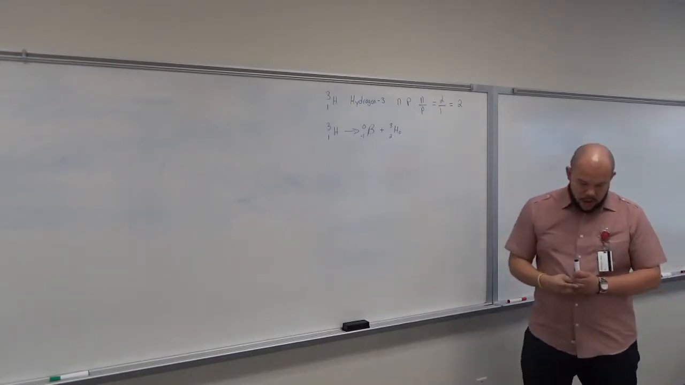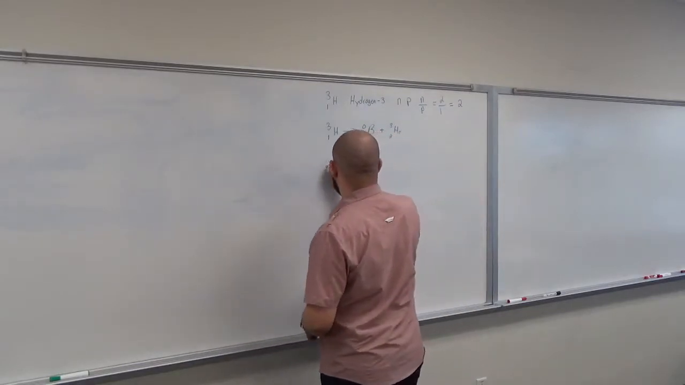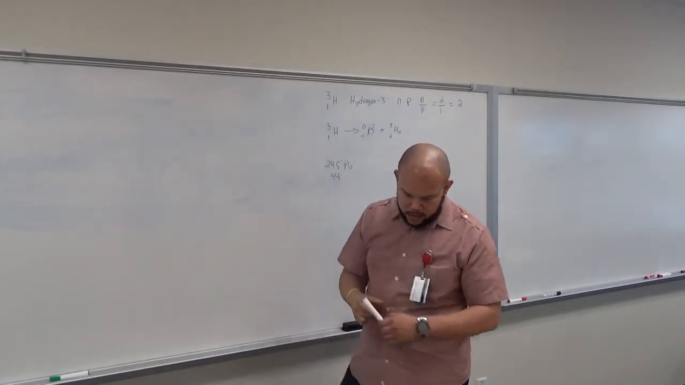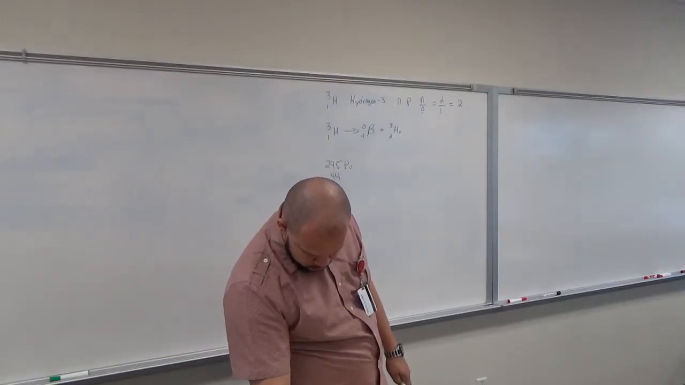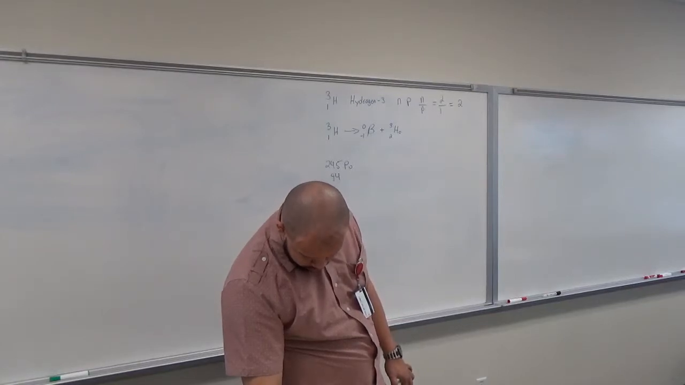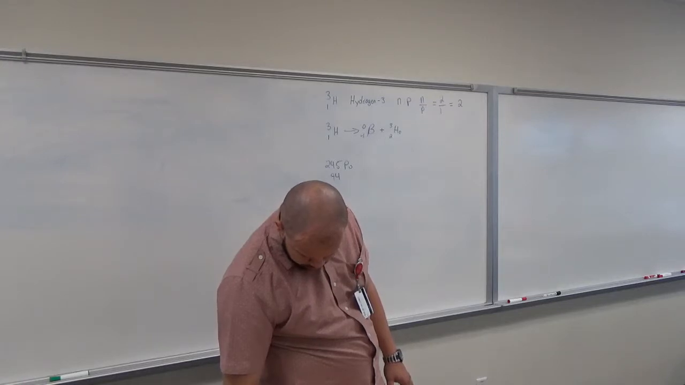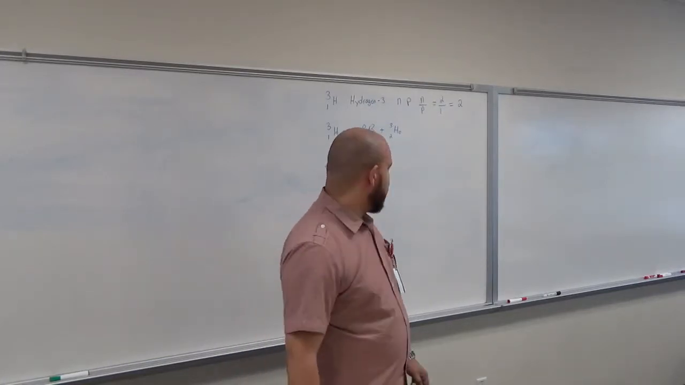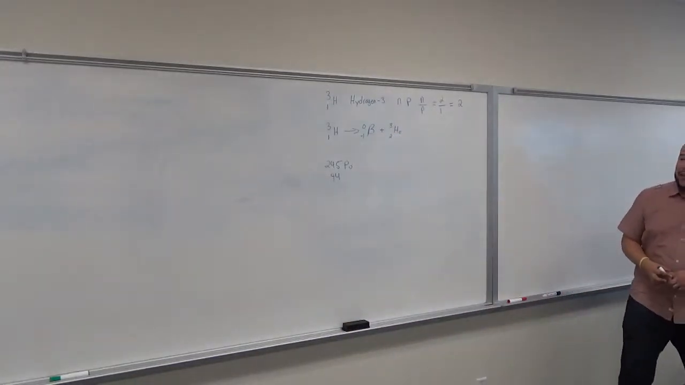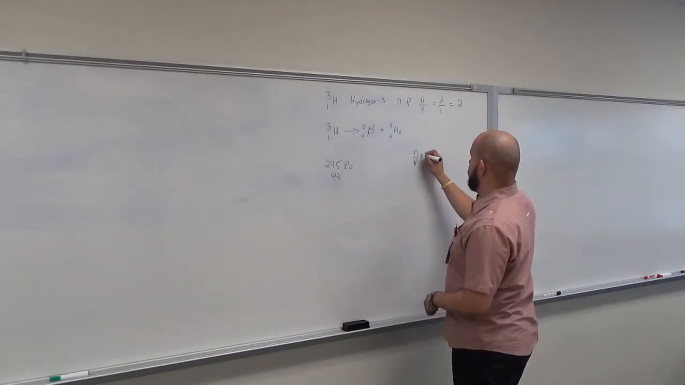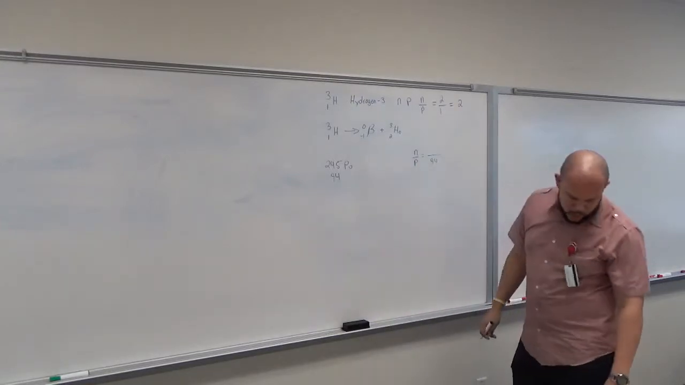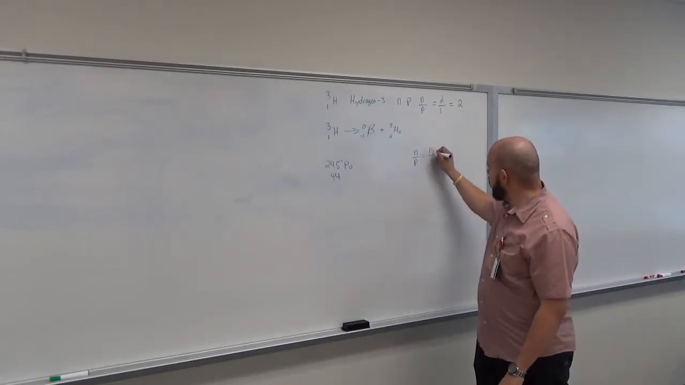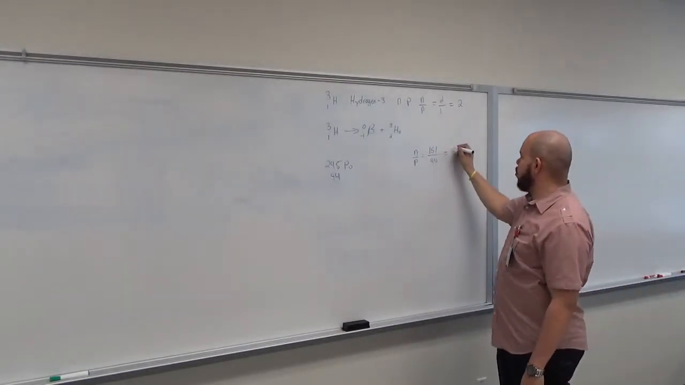Okay, what about plutonium 245? So we got 245 Pu, and that is 94. And I'm going to go get some more markers. Plutonium, not polonium, plutonium. Now let's take a look at the ratio. 151 over 94. Now this value is equal to 1.6.